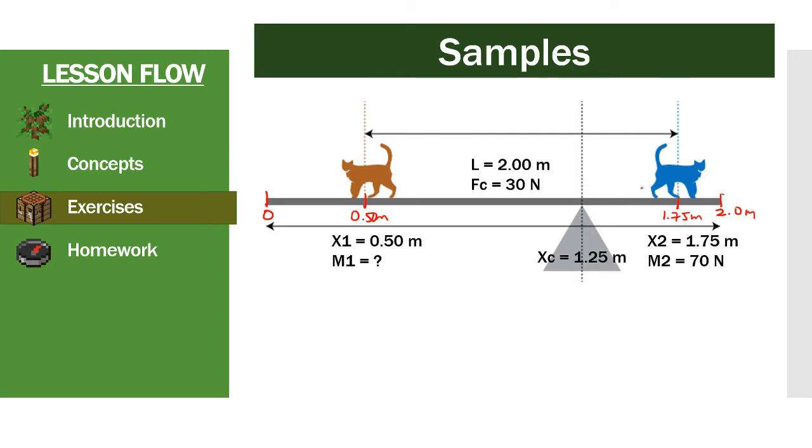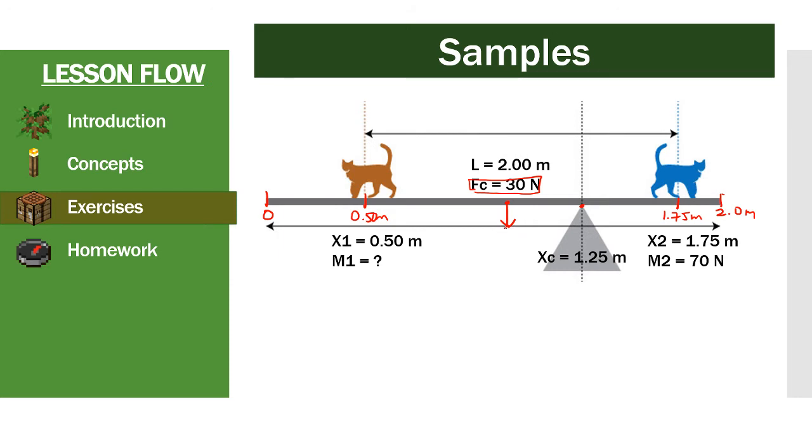Now, in this case, you would typically solve for the moments of both cats, but there's one thing you have to account for. When the pivot point is not at the exact center of the seesaw, not at the center of mass of the seesaw, then you also have to account for the fact that the seesaw itself has its own mass. And therefore, it will also exert a moment. According to this, the weight of this seesaw is 30 newtons.